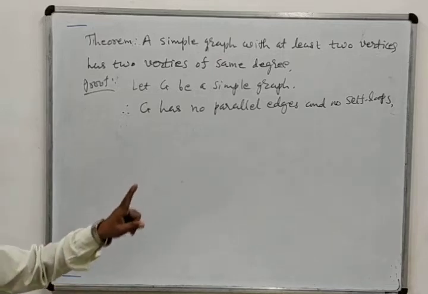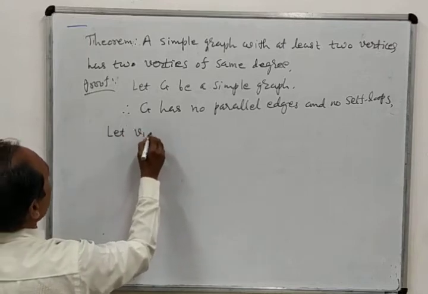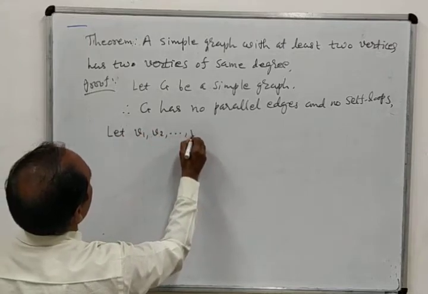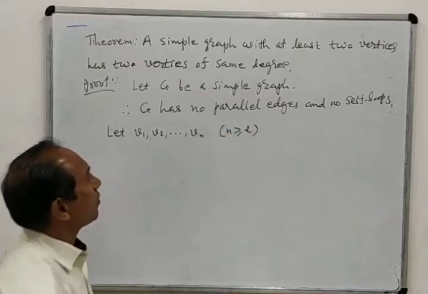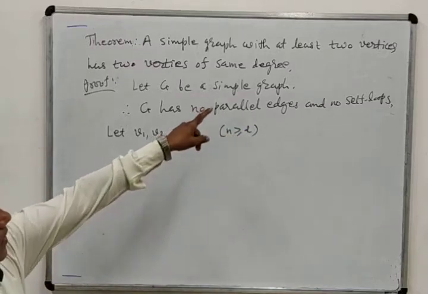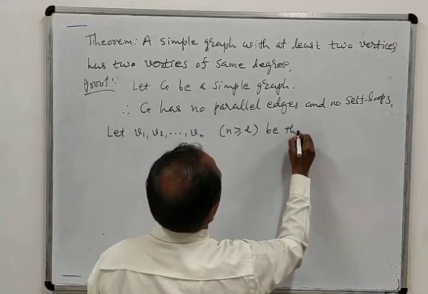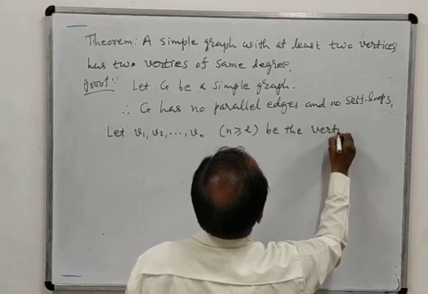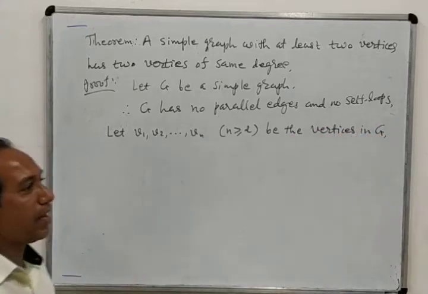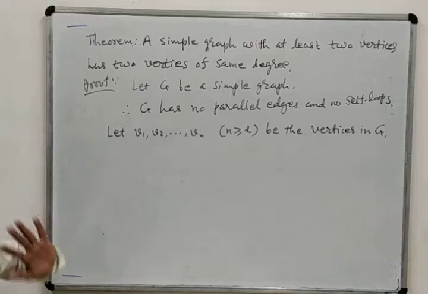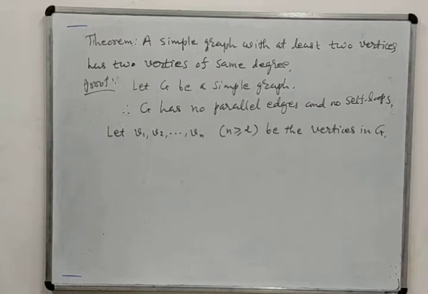Now it has at least two vertices. So we will assume, suppose V1, V2 dot Vn, where we will have to assume that n must be greater than or equal to 2 because there are at least two vertices, be the vertices in G. So we have assumed that there are total n vertices in the graph G. So this is what we have written from the statement of the theorem.